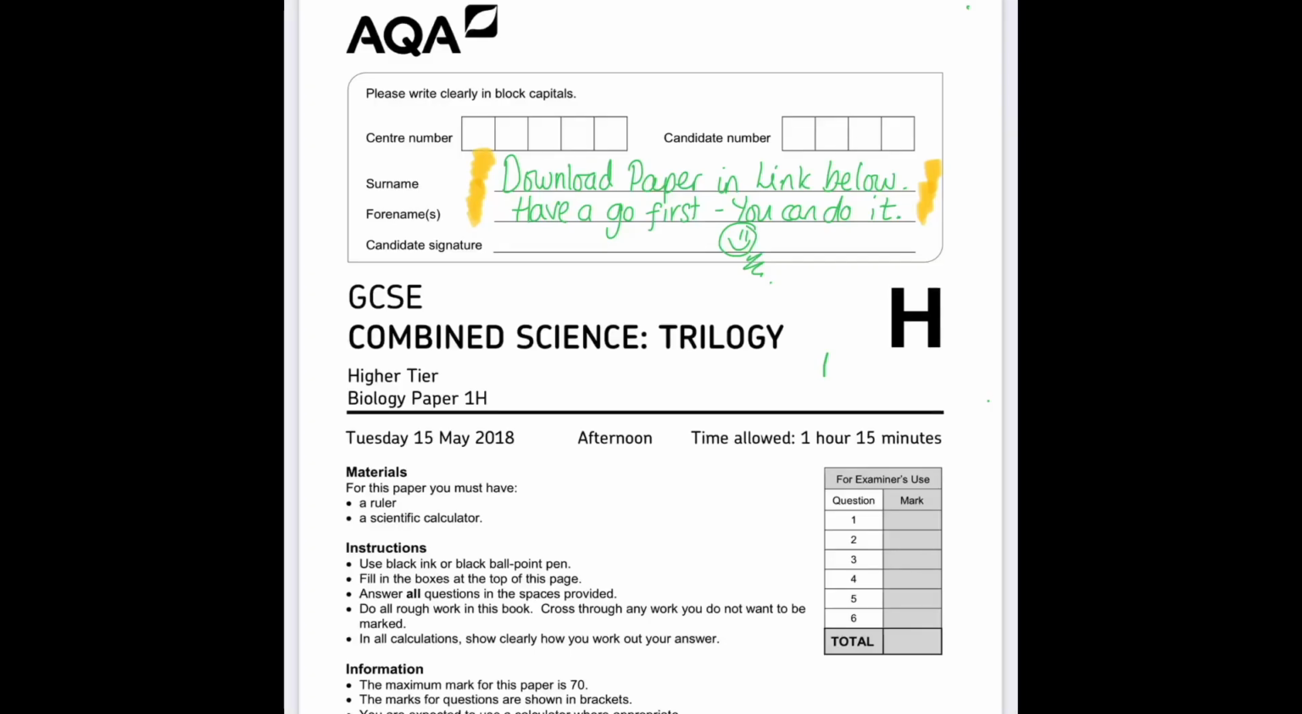Let's have a go at a biology past paper. So this is a paper 1 higher tier from the Trilogy series of AQA. Now the link for downloading the paper is down below. I suggest you print out the paper first and have a go for yourselves.